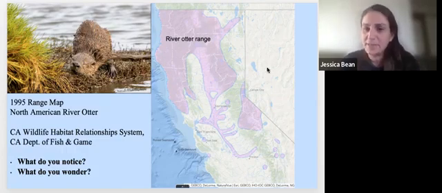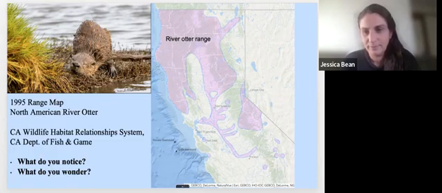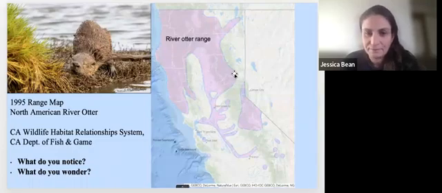And again, feel free to unmute yourself or put in the chat any ideas and I can read them off. Okay, so why aren't they in the southern half of the state? Great question. They live along the coast and inland. Yeah, it's interesting. They seem to be in both areas. Anyone else? What else do we notice or wonder about this map?